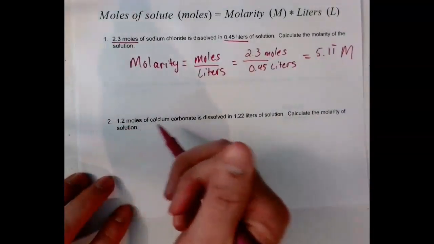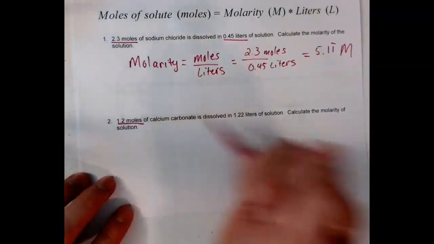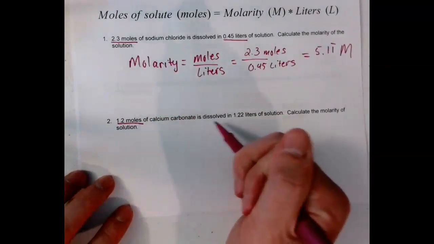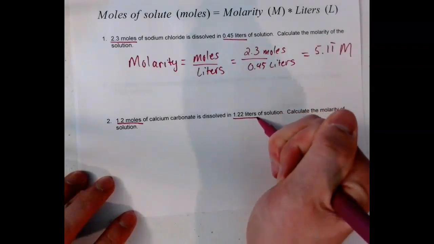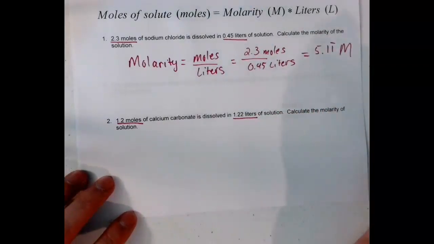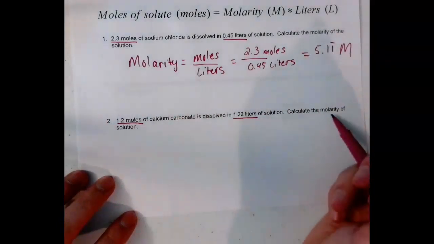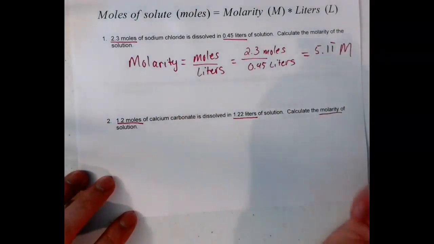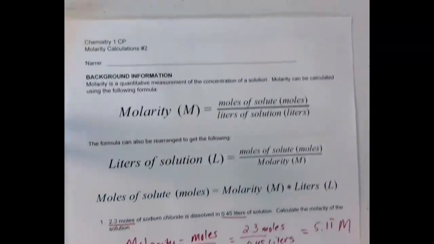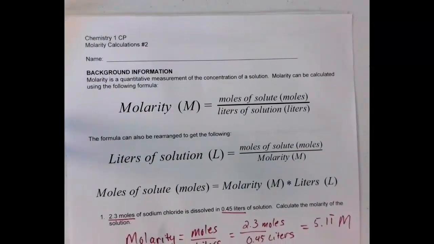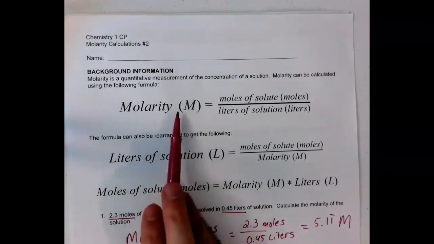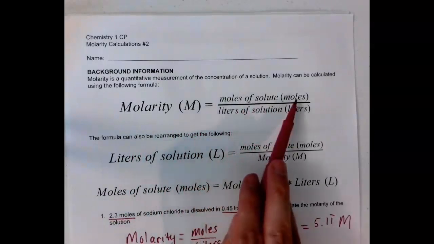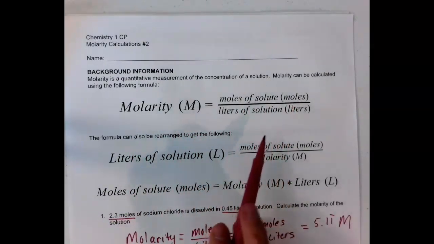It says 1.2 moles of calcium carbonate is dissolved in 1.22 liters of solution. So we've got moles and we've got liters. Calculate the molarity of the solution. So again, we want to calculate the molarity. We're going to look back up here at the top and pick out the formula that we need. It wants us to calculate molarity, so let's use this first one. Molarity is going to be equal to moles of solute divided by liters.